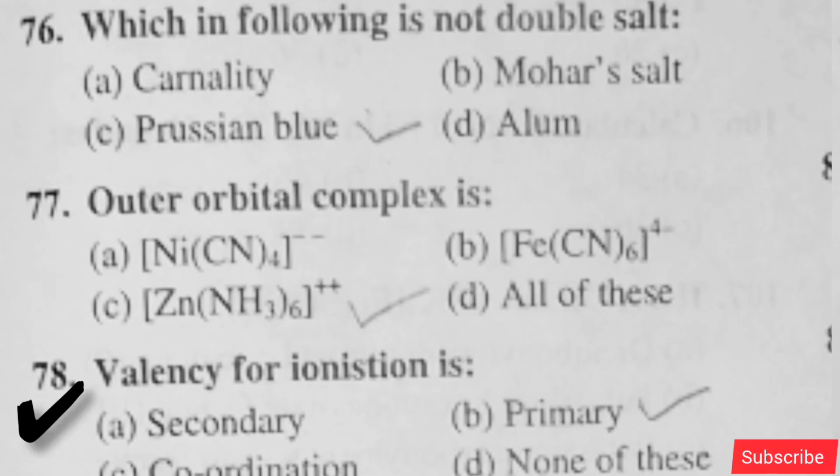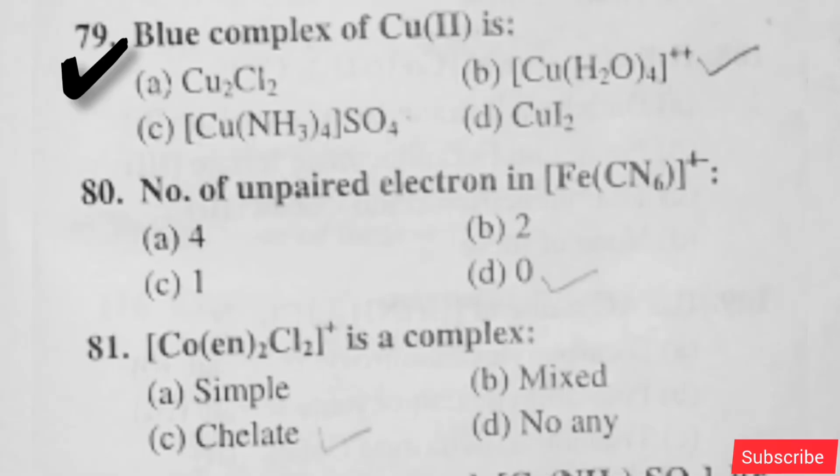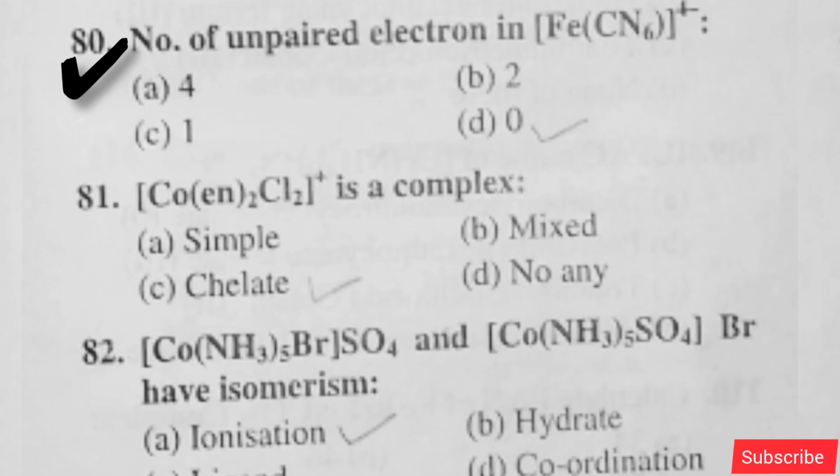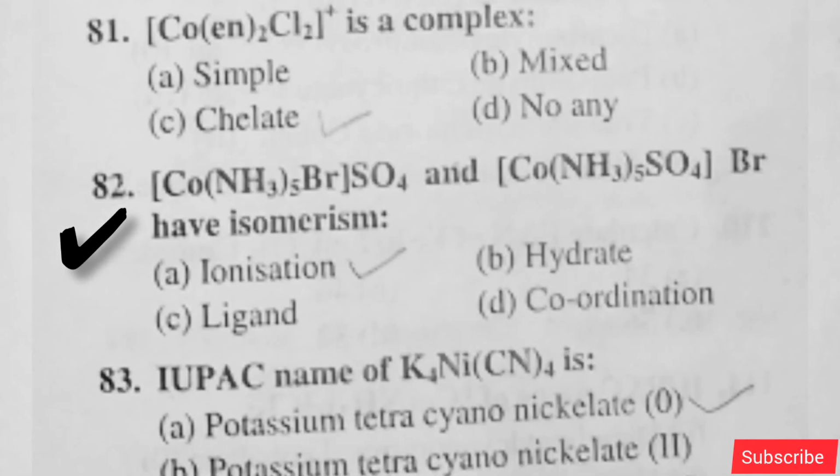Question 78: valency for ionization is primary. Blue color of copper(II) is option B is right. Question 80: number of unpaired electrons in this complex is option D is right. Question 81: [Co(en)2Cl2]+ is a complex. Option C is right. Question 82: this complex and this complex have isomerism.